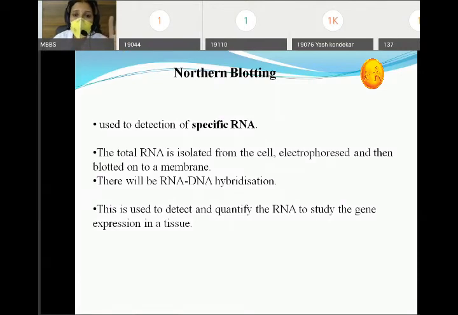Then the Northern blot technique. Southern was used for the DNA. Northern is used for the RNA. It is used for the detection of specific RNA.